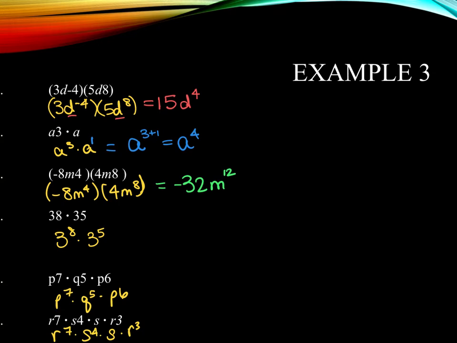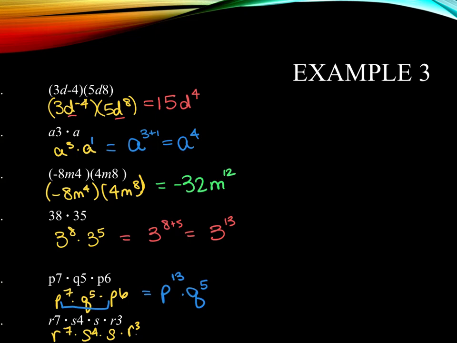Next, I have 3 to the 8th times 3 to the 5th. Well, this is 3 to the 8 plus 5, which is really 3 to the 13th. For the next one down, I have p to the 7th times q to the 5th times p to the 6th. Well, with this one, I'm going to simplify my p first. So p to the 7th times p to the 6th is really p to the 13th. And then I'm going to multiply that by q to the 5th.